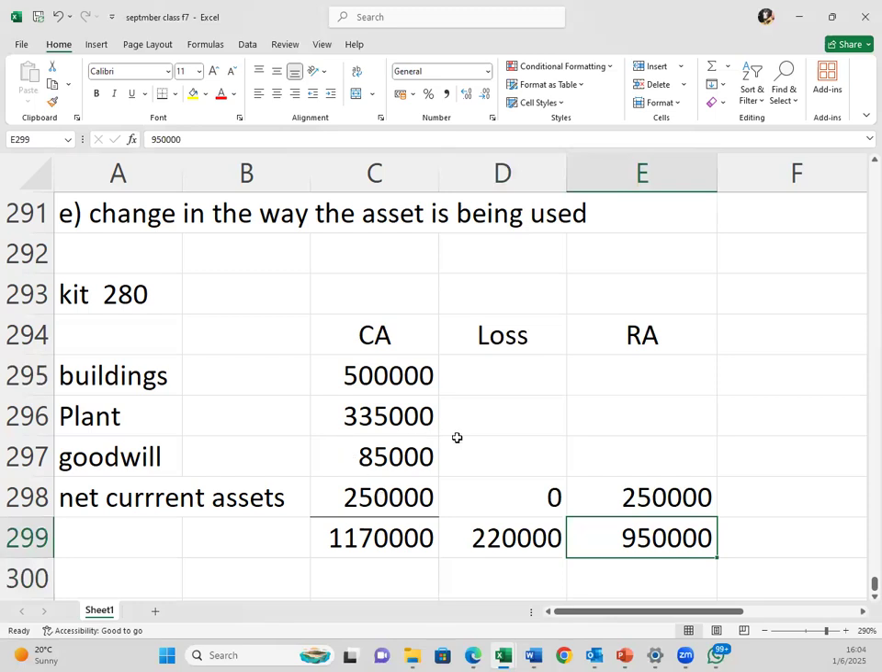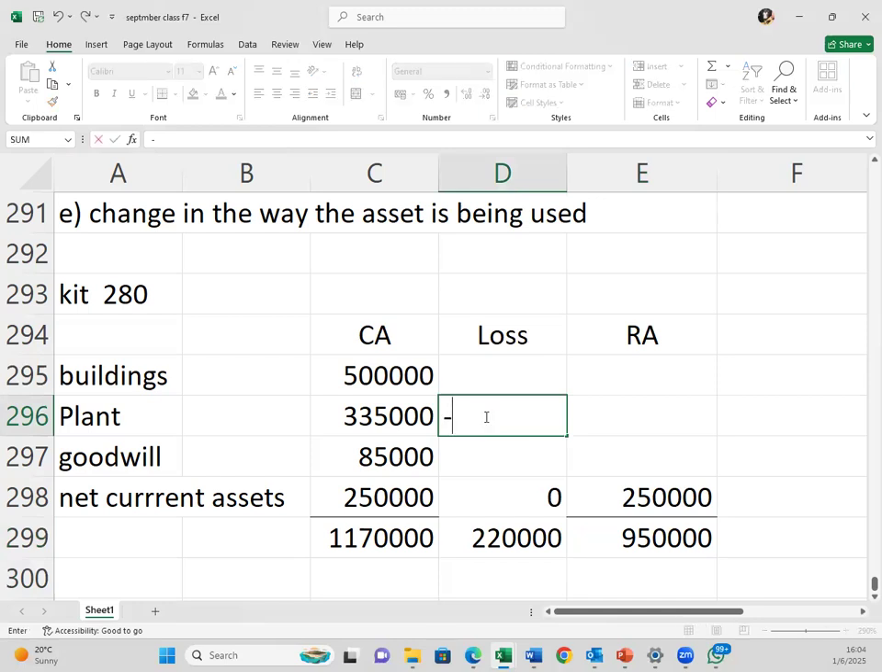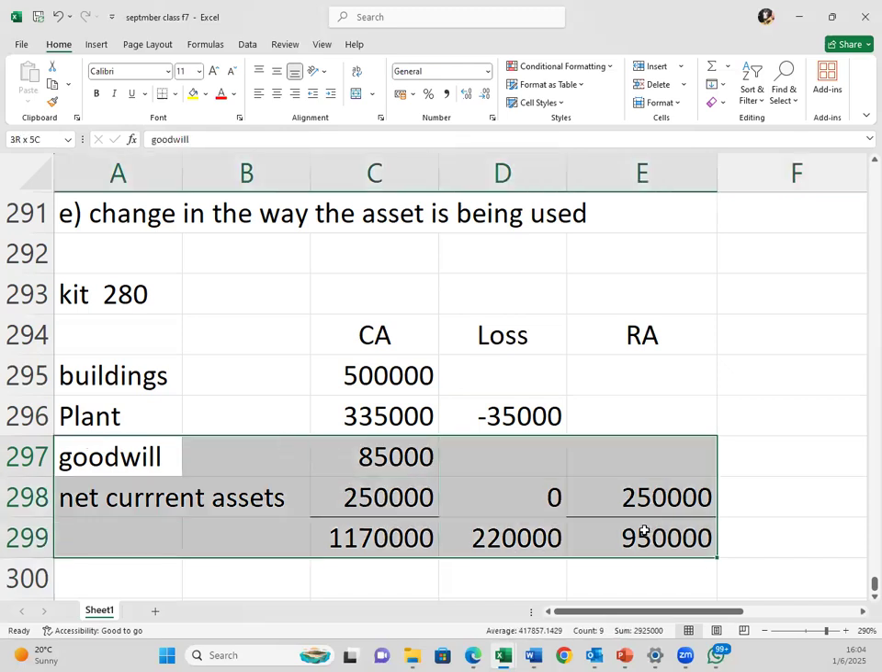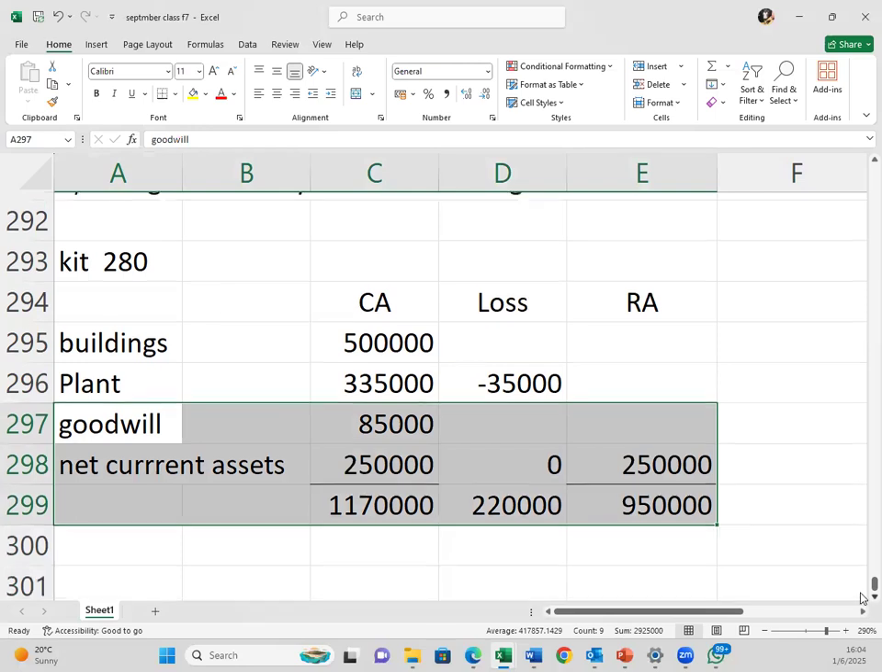Then we move on. Here, there is an asset which we know is now worthless. So we allocate the impairment loss to that asset, which is worthless. But maybe let's split the plant. To make it easy, let's split the carrying amount of the plant into two.